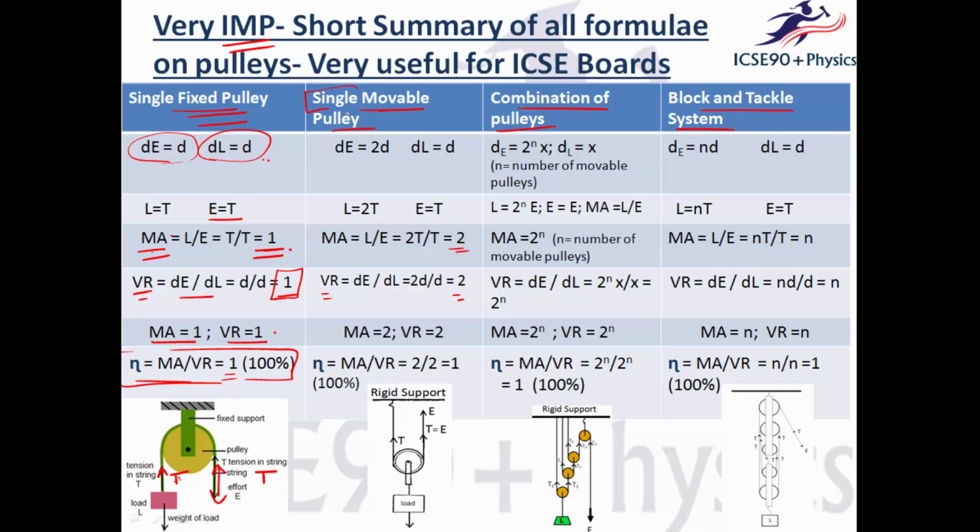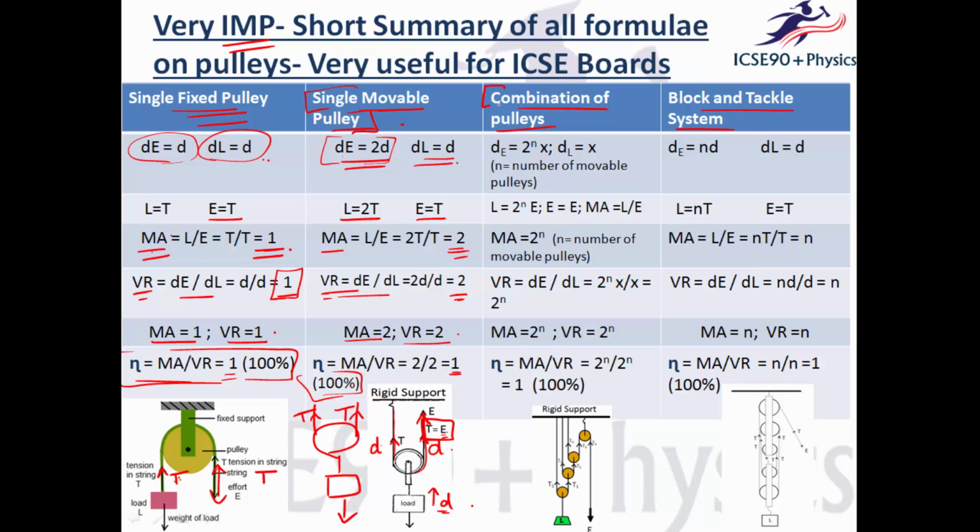Secondly, for a single movable pulley, we know the distance moved by the effort is 2d, right? For this movable pulley, the load which acts in the downward direction is being countered by two different tensions for the same string, that means T and T. So the load L is equal to 2T, the effort applied T is equal to E, and thus the mechanical advantage is L upon E, that is 2T upon T, which is 2. And as the mechanical advantage is 2 and the velocity ratio is 2, the efficiency becomes 2 upon 2, which is nothing but 100%.